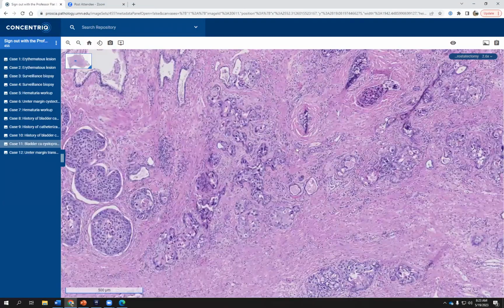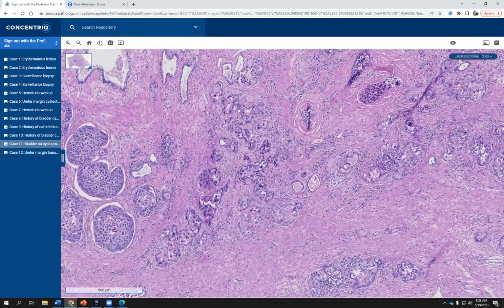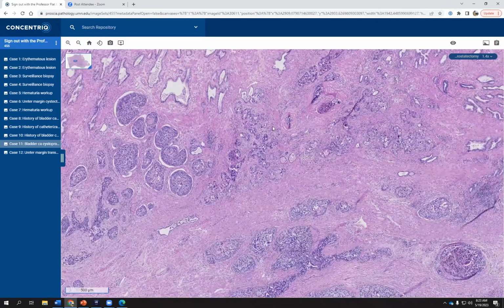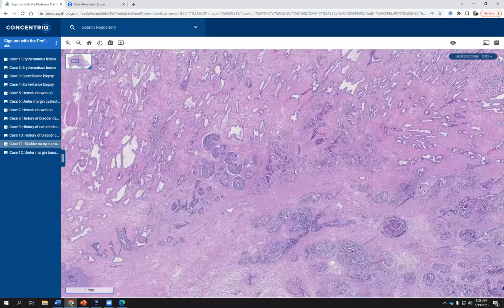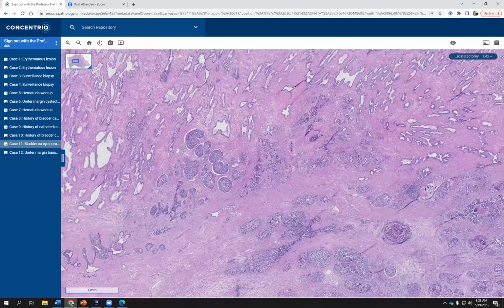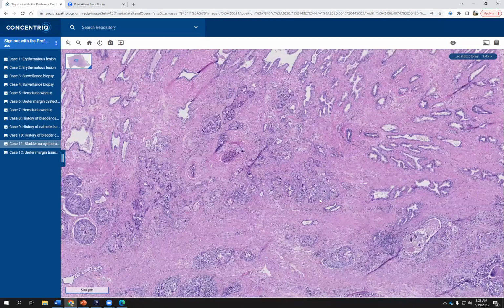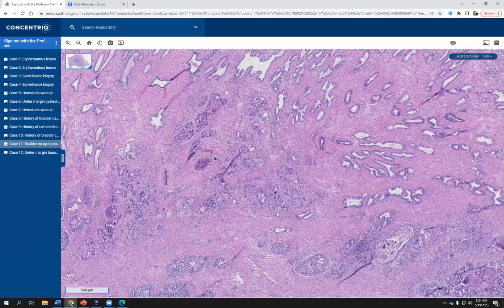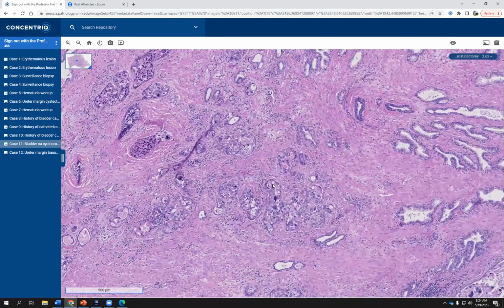So here it looks very irregular, jagged, and maybe some stromal desmoplastic reaction. So maybe this is invasiveness. Okay, so I could tell you that a vast majority of these situations where you see urothelial carcinoma infiltrating into the prostatic ducts and acini are not invasive, even though they may mimic invasion because of the irregular, jagged nature of the cell proliferation.